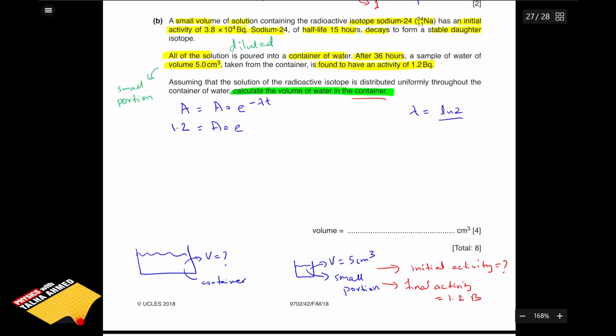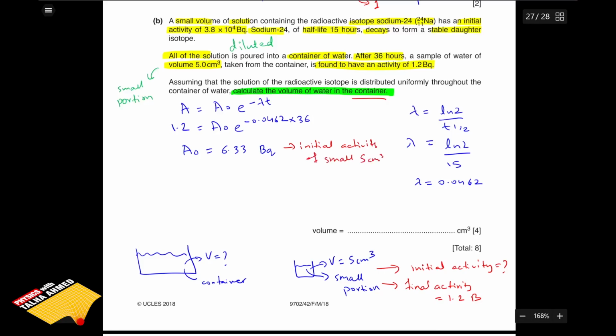Then for decay constant, I don't know this in the equation yet, but I can easily calculate it from the formula that we just derived or that is given to us in the above part. So that is going to be ln2 over half life. The half life is given as 15 hours, and if you use that, you will find out the value of the decay constant, which is going to be 0.0462. We can plug that into the equation, and then all we need to do is plug in the value of time as well. Now remember, decay constant is per hour, so time also needs to be in hours, which is given to us as 36 hours. We plug that into the equation and we find the initial activity of our small sample to be 6.33 becquerels.